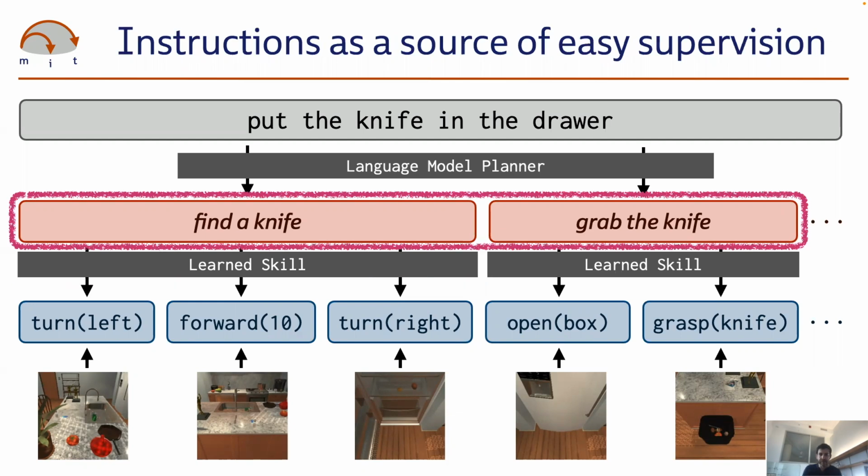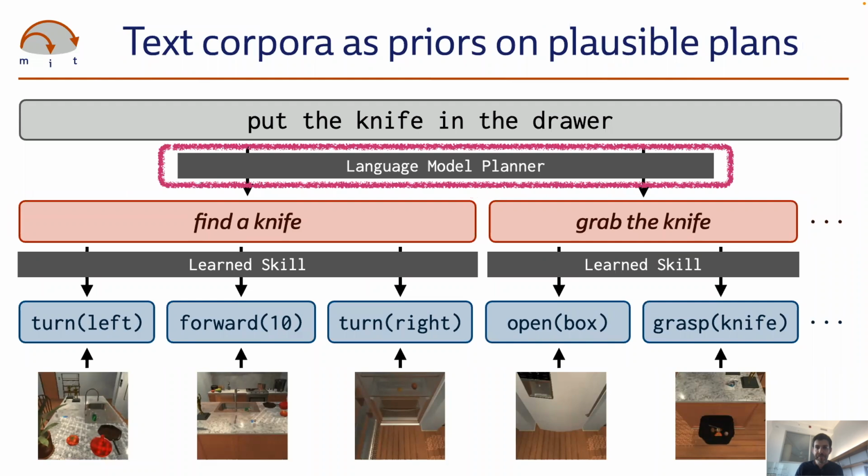The second thing to notice here is that getting supervision for which skills to use is going to be comparatively easy. Instead of having to teach a human annotator some sort of specialized symbolic planning language or robot programming language or whatever, we're just going to ask them to describe the steps that accomplish a high-level plan in language.